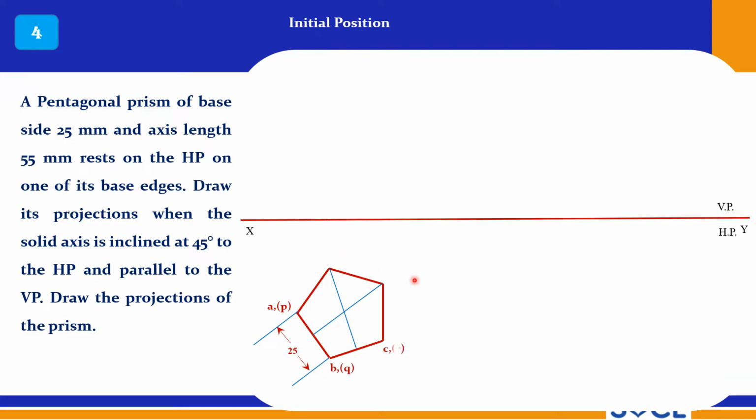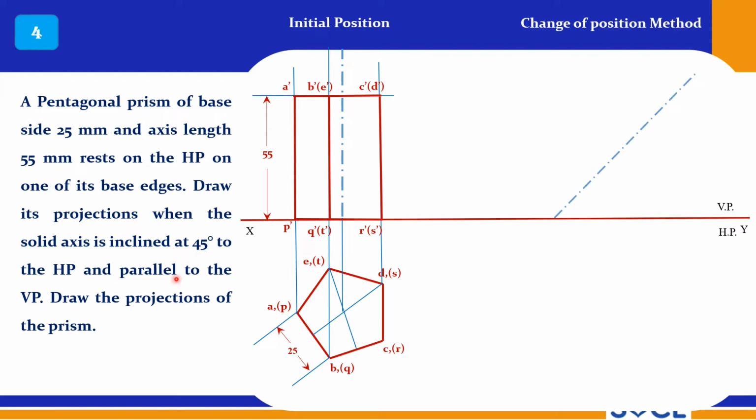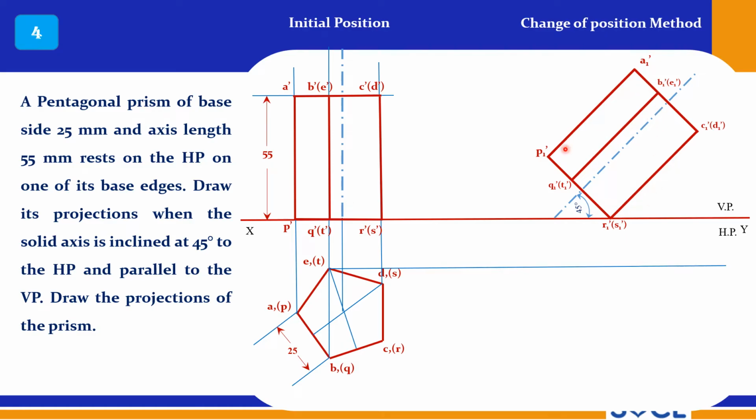ABCDE, that is my top base, PQRST are my bottom base points. So draw this simple front view, give the notations in the front view also. Now the solid axis is 45 degrees to HP. So this is the solid axis. With respect to this 45 degrees, I am reproducing this view here, using the same dimensions.